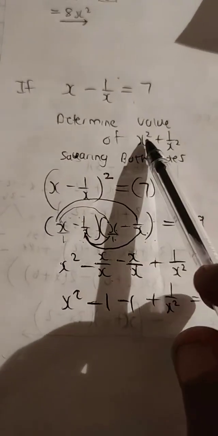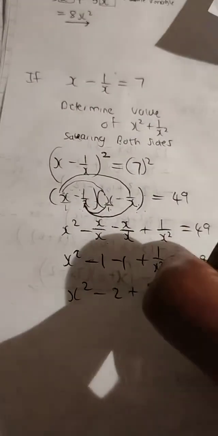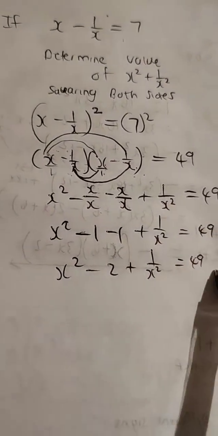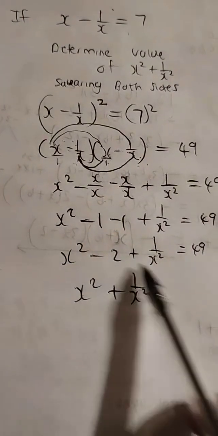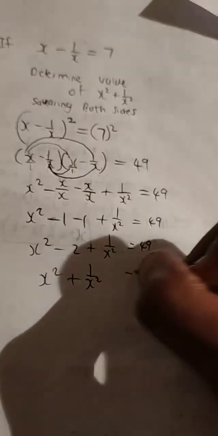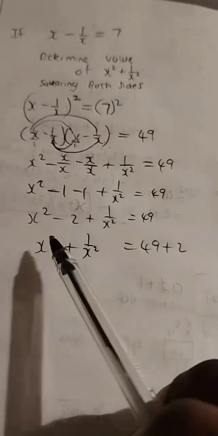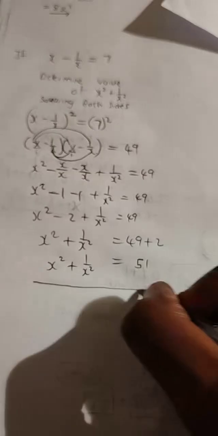Now remember, we want the value of x squared plus 1 over x squared. So what we are going to do is add these like terms. And then we're going to take this negative 2 and transpose it so that we leave x squared plus 1 over x squared on its own on the left. Take the negative 2, transpose it. That becomes 49 plus 2. Then this is x squared plus 1 over x squared, which is equal to, what's 49 plus 2? It is 51.